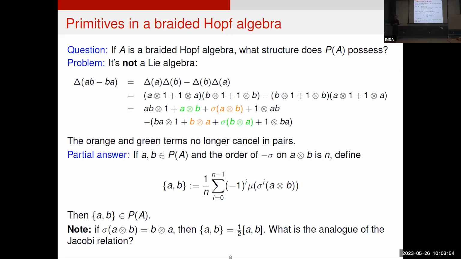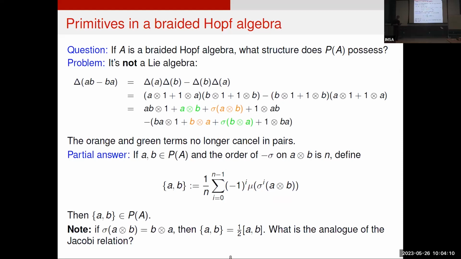What structure does it have? I mean, I can't take the enveloping algebra; that's not even a Lie algebra. So you can play around with it for a little bit and find sort of a stand-in for the bracket.